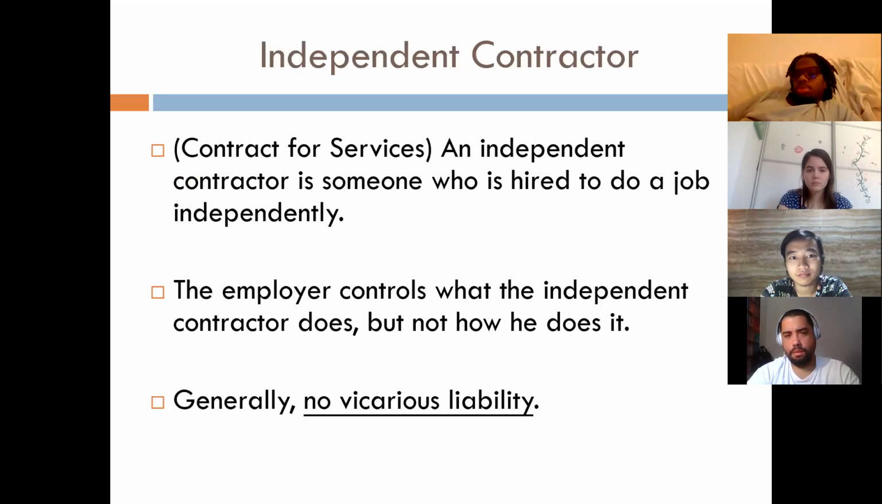An independent contractor, and again, that's a contract for services, is someone who gets paid, they do work, but you can't control them. The difference between an employee and an independent contractor is one word: control. You can control an employee's behavior. You can't control an independent contractor.